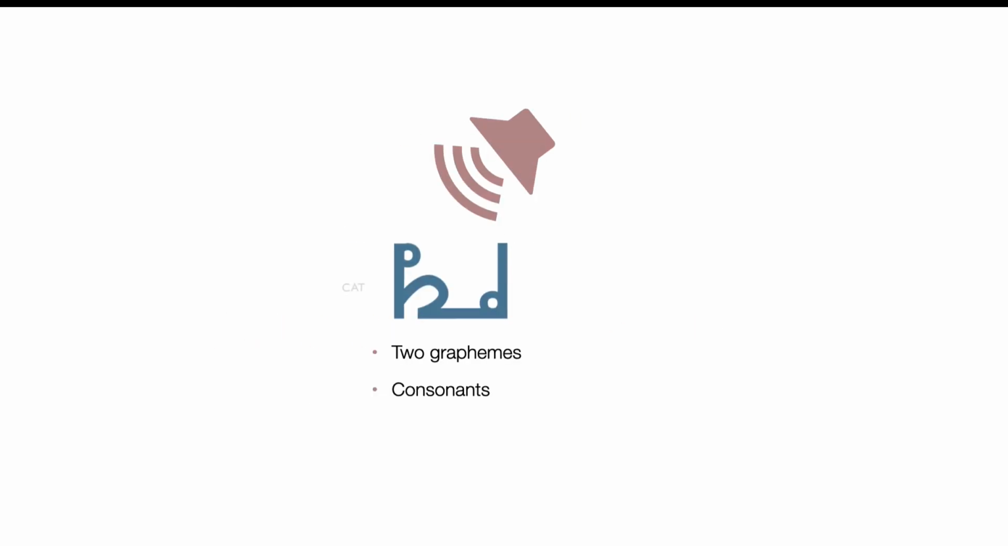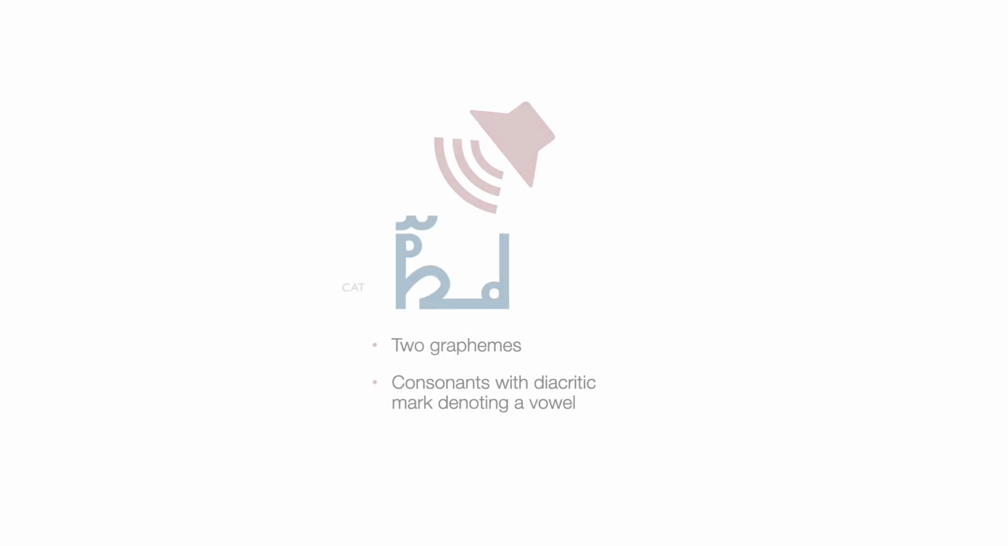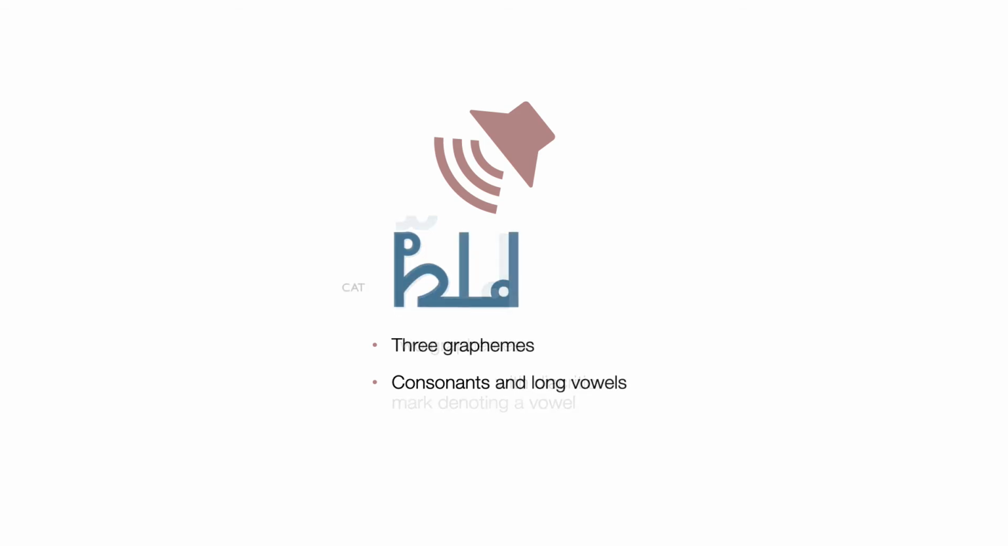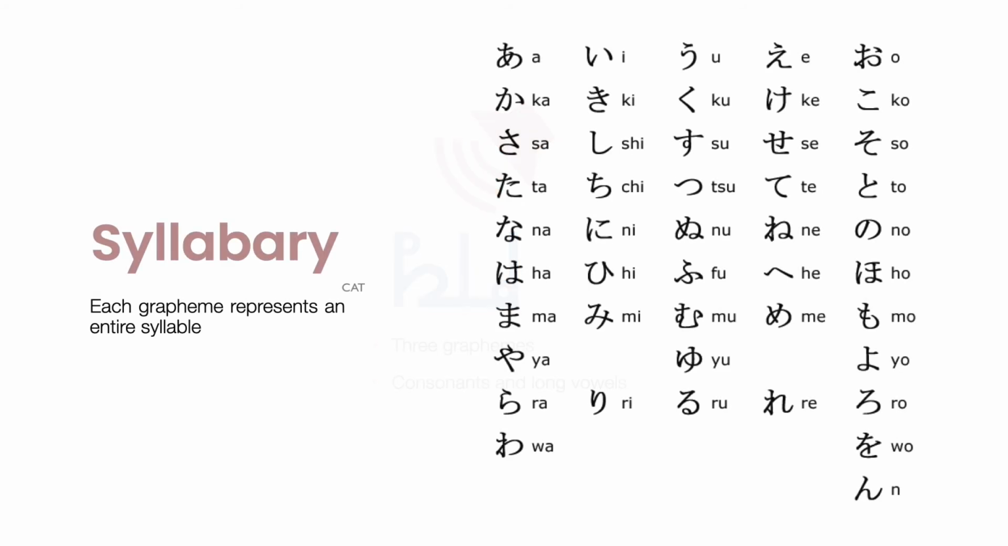In this made-up example, we only have 2 graphemes used to represent the consonantal sounds k and t for the word cat. Sometimes, the vowels can be represented with a diacritic mark, in this case on top of the first grapheme. Other times, a grapheme can also be used to represent the long vowels, as we see in this example containing the 3 graphemes. The third type of writing system is syllabary.